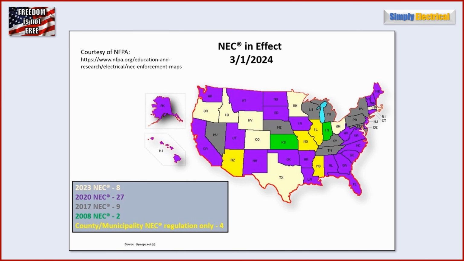In case you wonder about your jurisdiction, here is a map provided by the NFPA. So you can see as of March 1st, 2024, 11 states are still under the pre-2020 code. 27 are under the 2020 edition, and 8 states have adopted the 2023. This video will discuss Article 220.60 as it is applied under all 3 periods. Now I'm down here in Texas and we're under the 23 code.